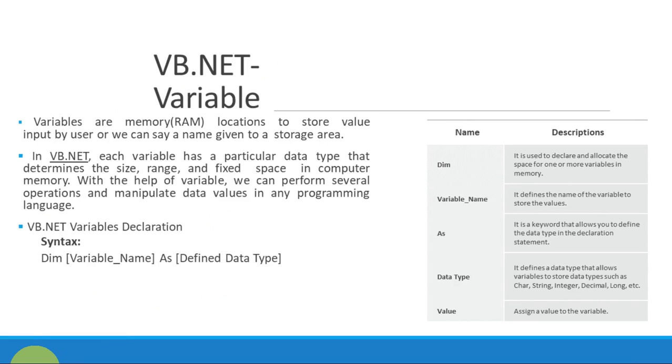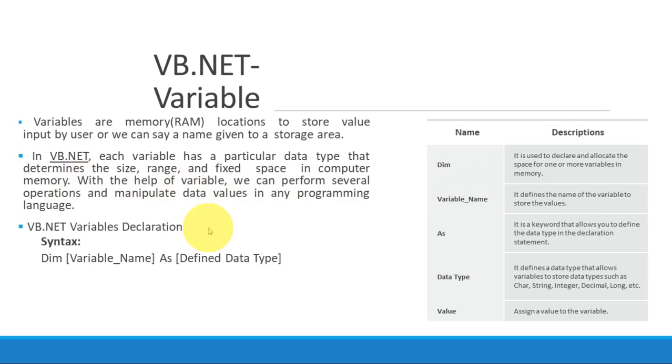Now let's discuss VB.NET variables. What are variables? Variables are the memory locations to store values input by the user, or we can say a name given to a storage area. In VB.NET, each variable has a particular data type, which we have already discussed, that determines the size, range, and fixed space in computer memory. With the help of variables, we can perform several operations and manipulate data values in any programming language.